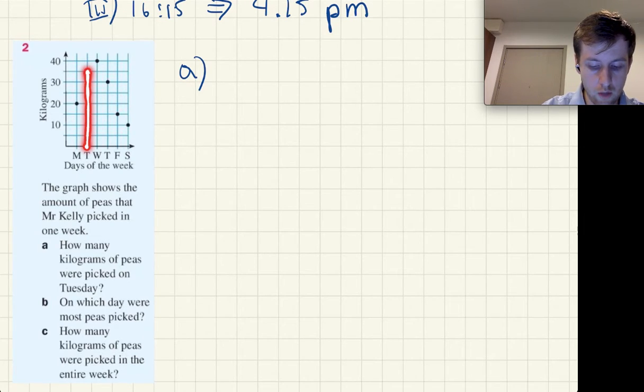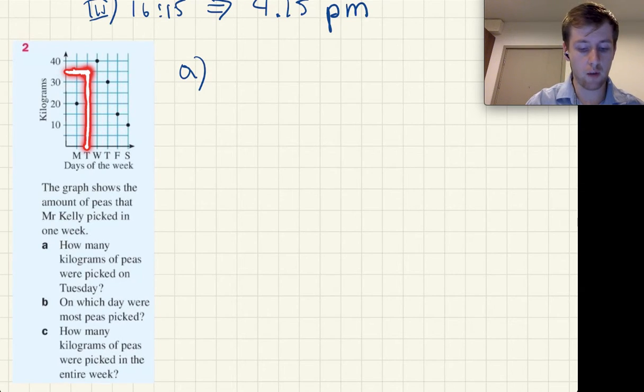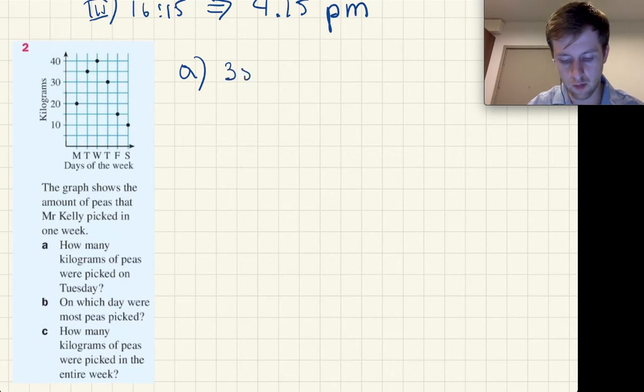So we go here, we connect it to this dot, and then we connect it to the vertical scale. And here we have 40, 30, right? So right between them, right in the middle, should be 35, which is going to be our answer, 35 kilograms.